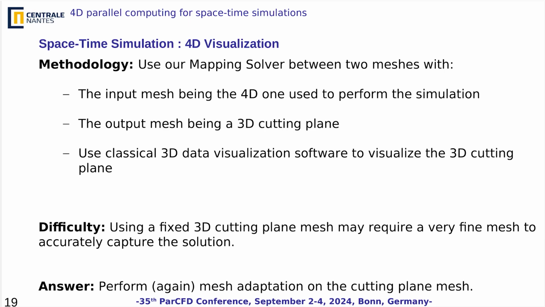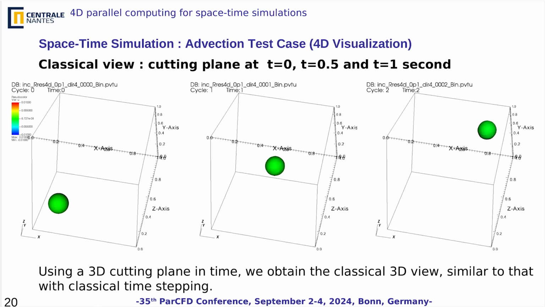So the answer to that is to apply again the mesh adaptation strategy on the cutting plane to get quite good, accurate results on the visualization part. So doing that, if you use some classical view, cutting plane at t equals 0, t equals 0.5, and t equals 1 second, we have the classical time stepping visualization, with the initial state, the middle, and the last one.